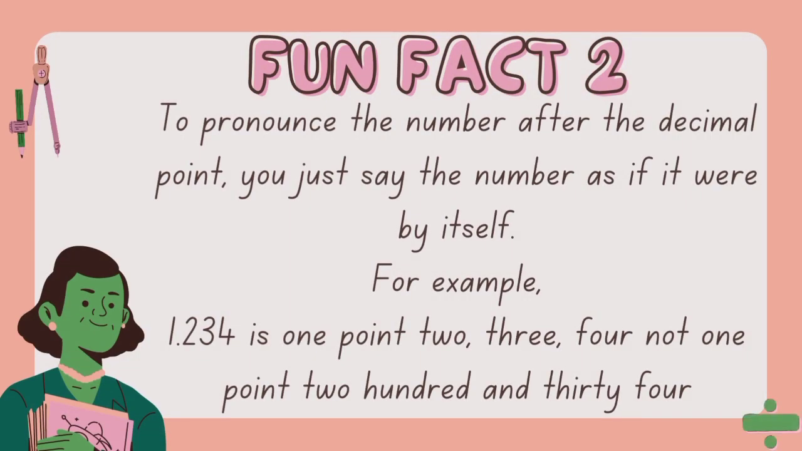Fun fact 2. To pronounce the number after the decimal point, you just say the number as if it were by itself. For example, 1.234 is said "one point two three four," not "one point two hundred thirty-four."